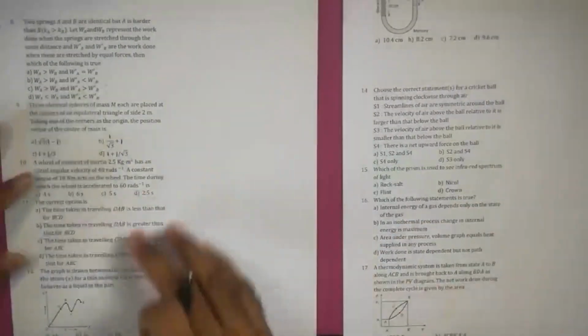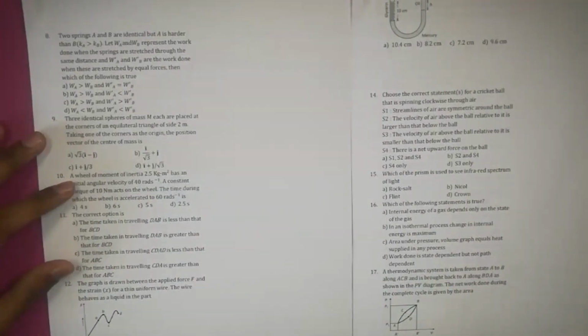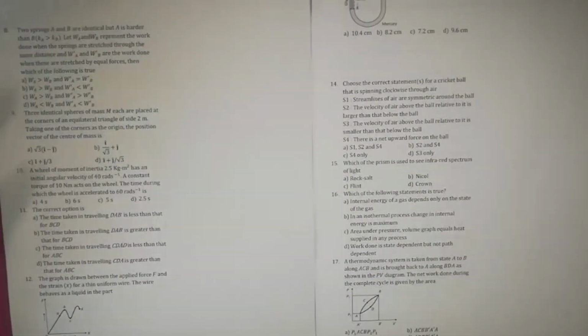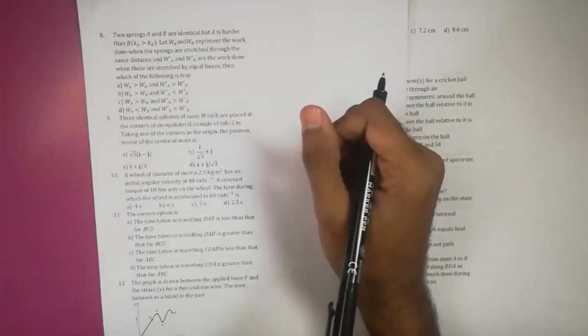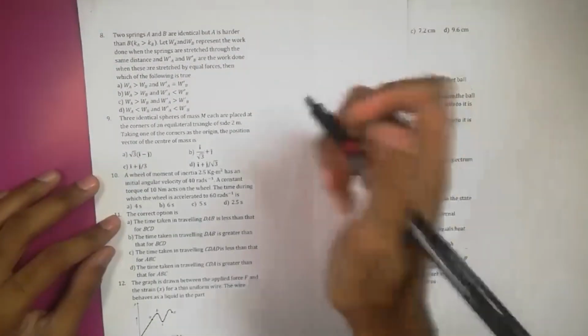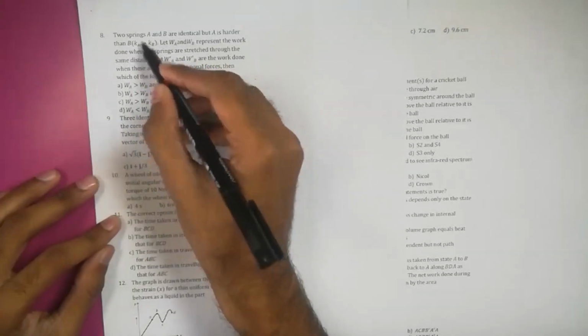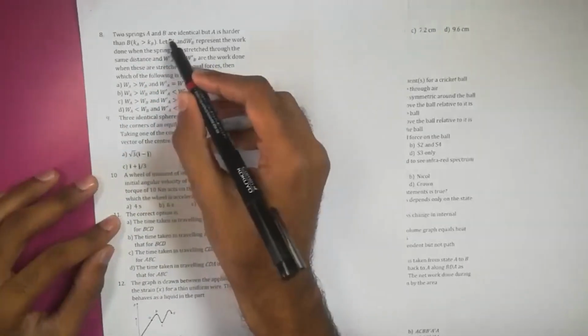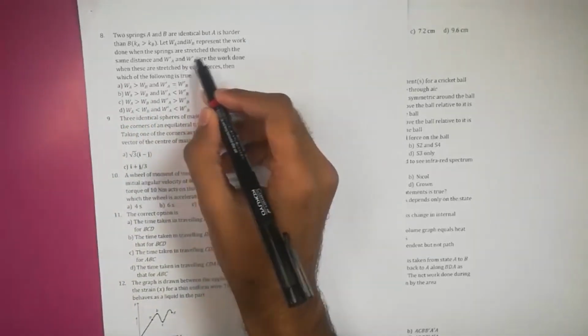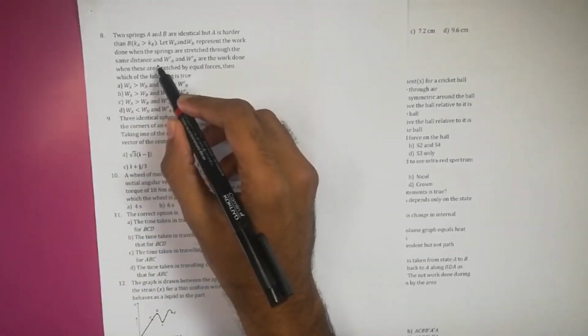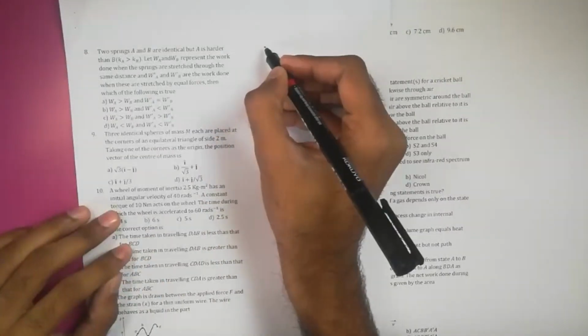Okay. Next is: two springs A and B are identical, but A is harder than B. That means the spring constant of A is greater than the spring constant of B. Let work in A and work in B represent the work done when the springs are stretched through the same distances. Okay, that means let's say you have two springs. They are stretched with the same distances.